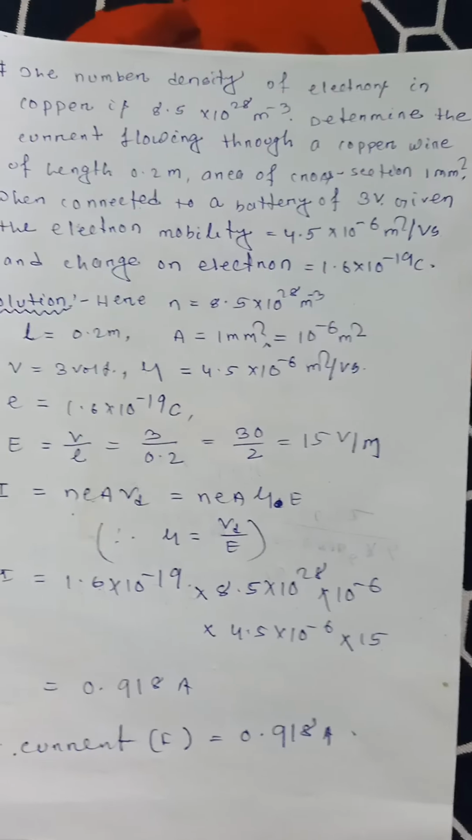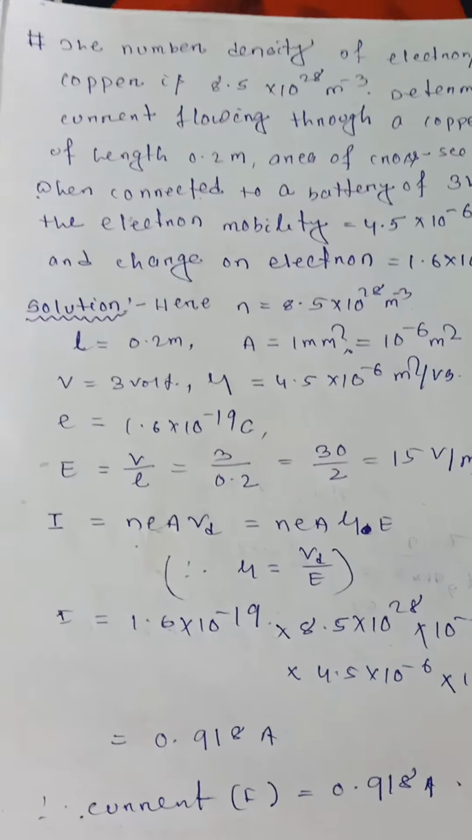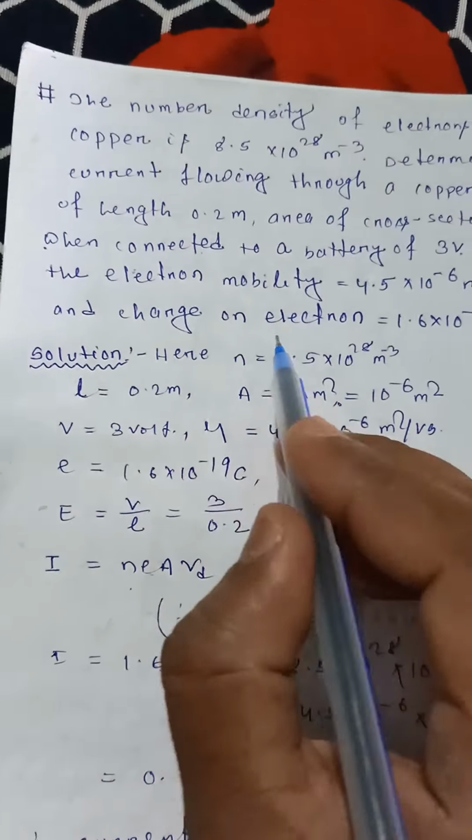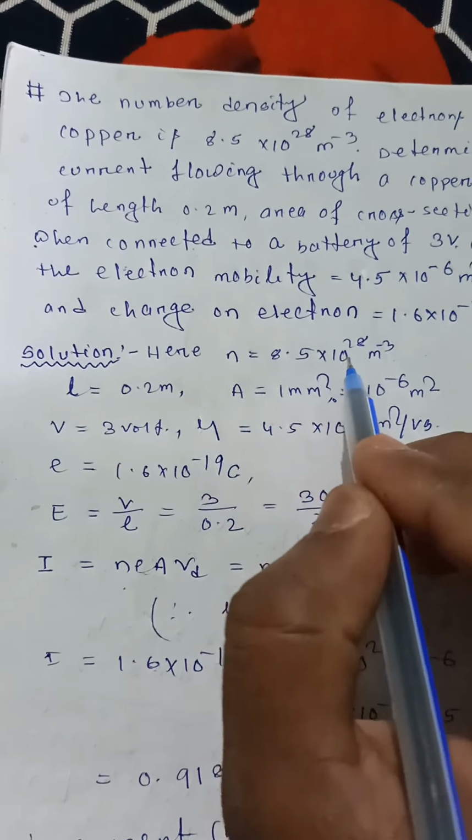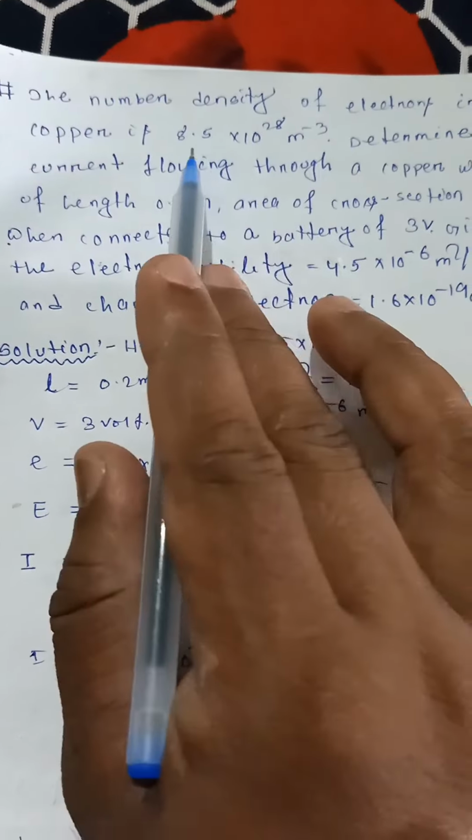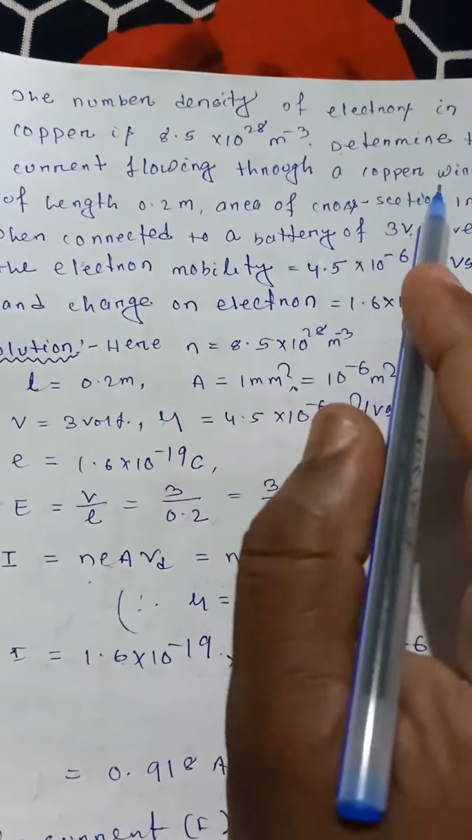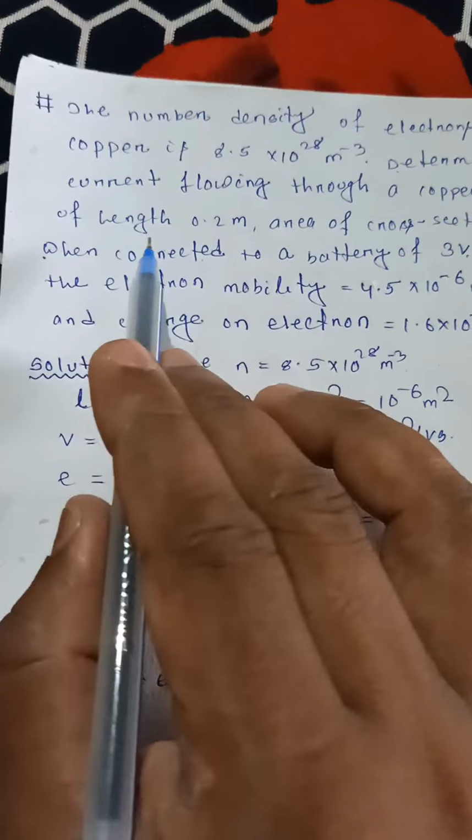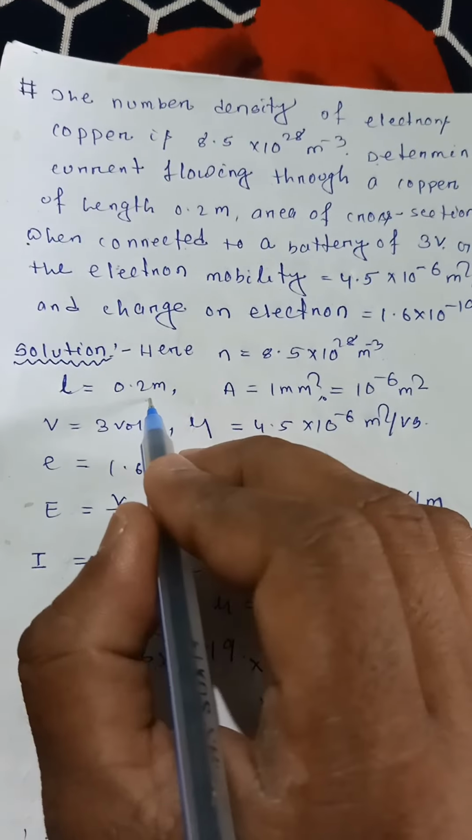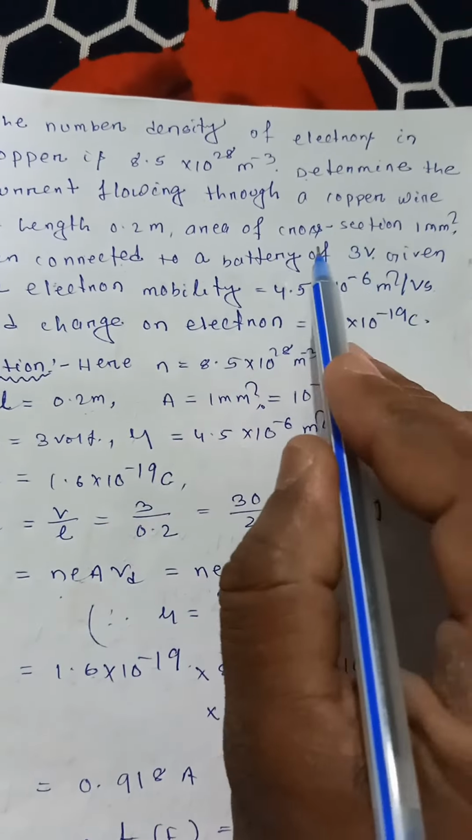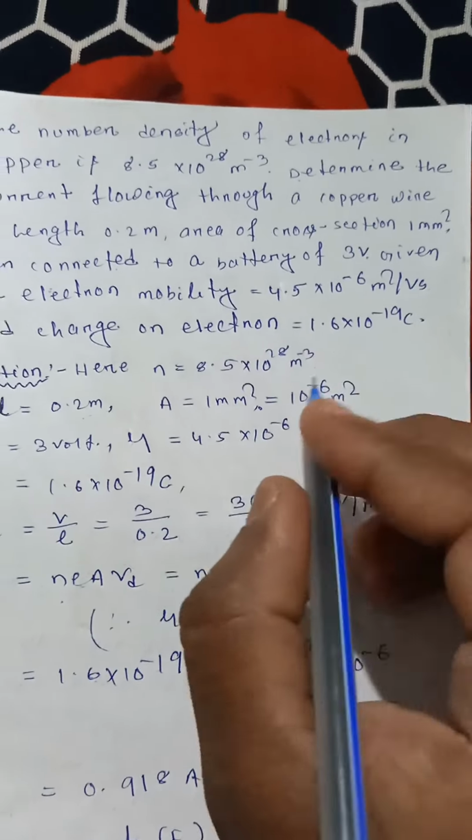Okay, so first, the number density is given as 8.5 × 10^28 per meter cube. This one is the number density, and another quantity is given: the length of the conductor is 0.2, and the cross-sectional area, that means the area of the conductor.